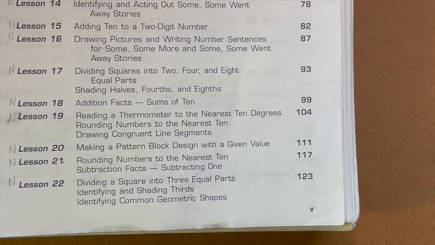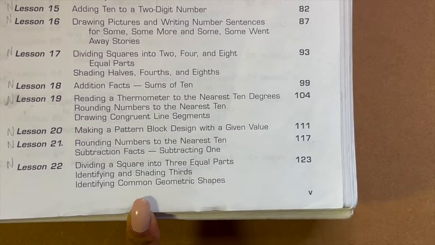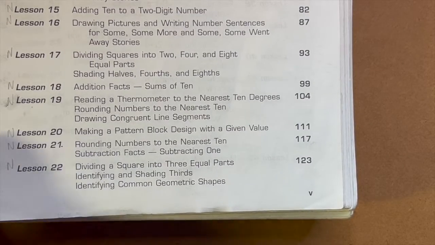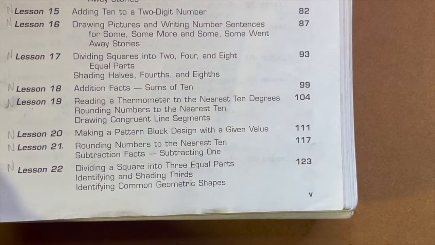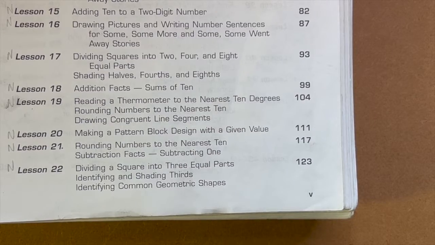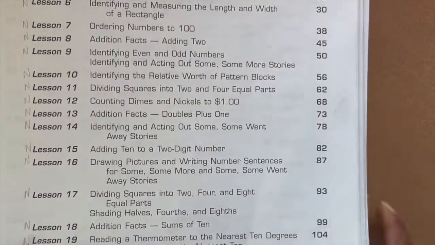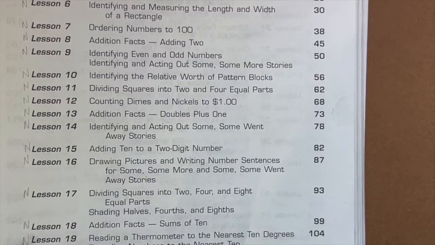Lesson 20, making pattern blocks. And then lesson 21 is rounding to the nearest 10, subtraction facts. So you have a nice little mix of different topics going on here for Saxon, okay? Now let's go to chapter 5.